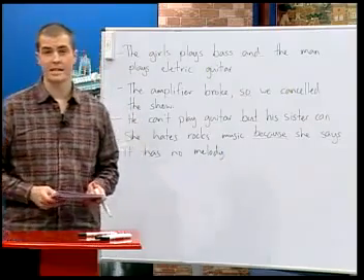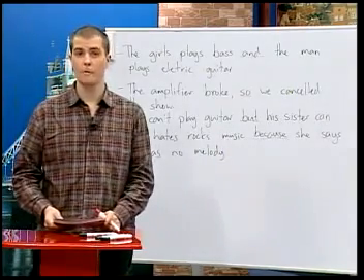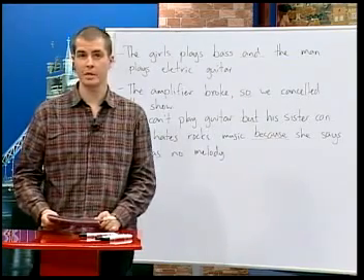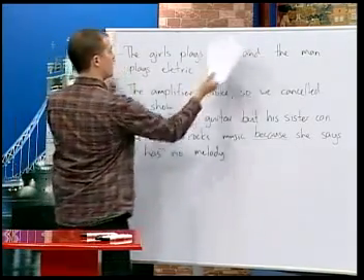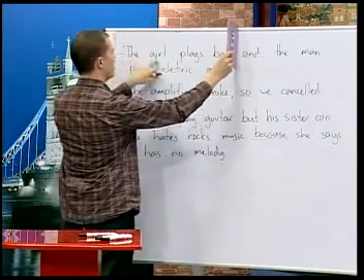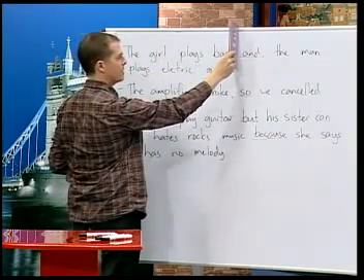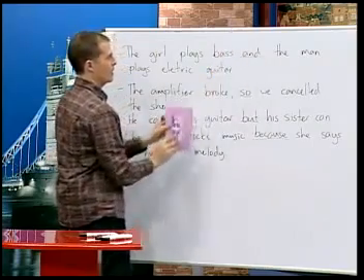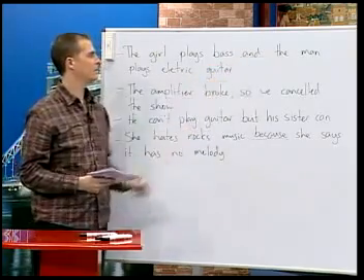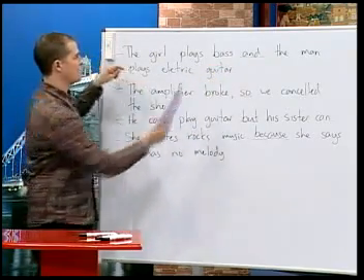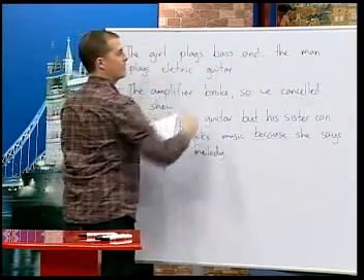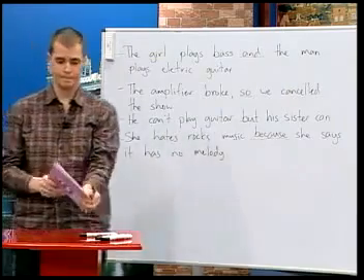Conjunctions are words that connect sentences, clauses, or phrases. A clause is a group of words that has a subject and a verb. So we have: the girl plays bass. That's a clause. And then we have the man plays electric guitar. The girl plays bass and the man plays electric guitar. Here is one clause. Here is another clause, and and connects them.